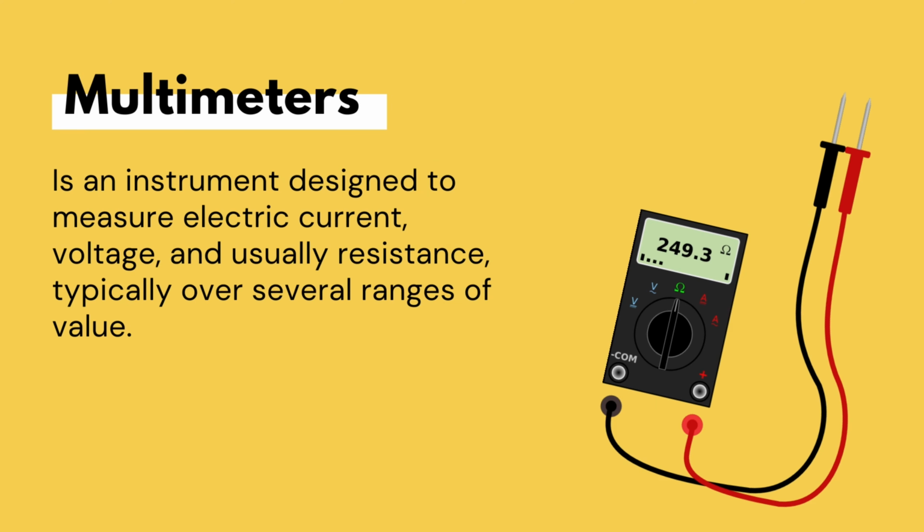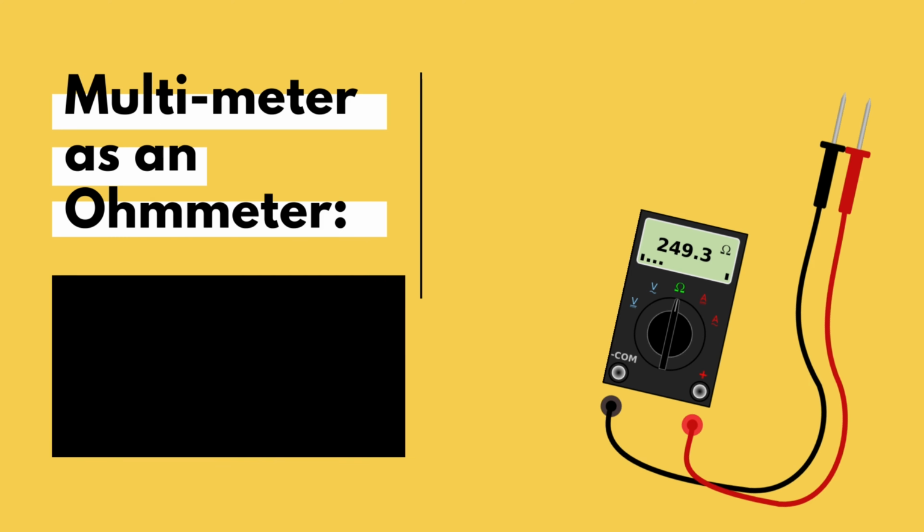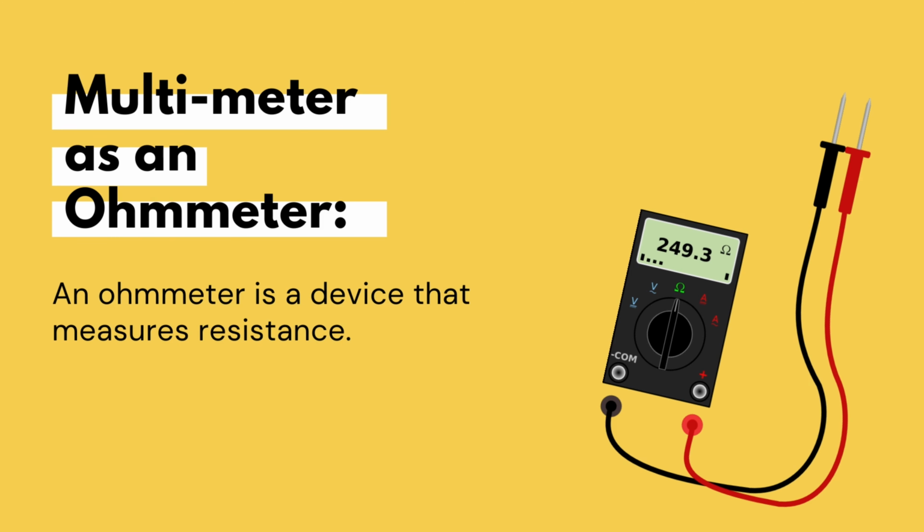A multimeter is an instrument designed to measure electric current, voltage, and usually resistance. It can be used as an ohmmeter, an ammeter, and a voltmeter. Let us take a look at how we can use multimeters as ohmmeters. An ohmmeter is a device that measures resistance. And now Khaled will demonstrate how we can use multimeters as a means of measuring resistance.